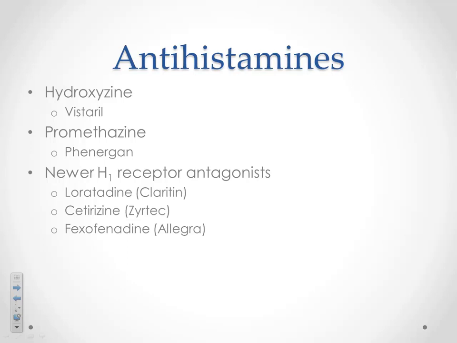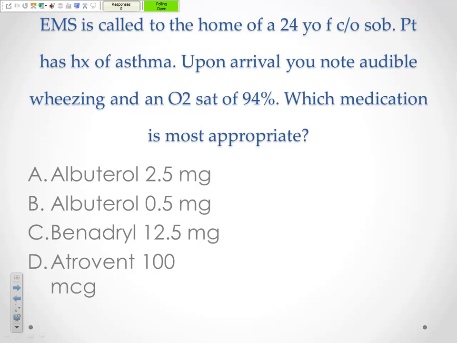So EMS is called to the home of a 24-year-old female complaining of shortness of breath. Patient has a history of asthma. Upon arrival, you note they have audible wheezing and an O2 stat of 94%. Which medication can you administer as most appropriate? Dose included. Which is the correct medication and the correct dose?